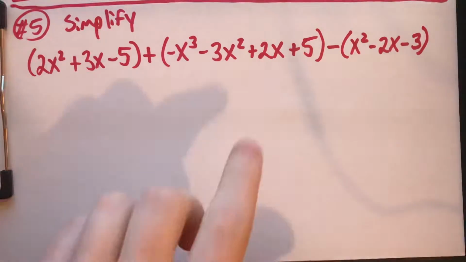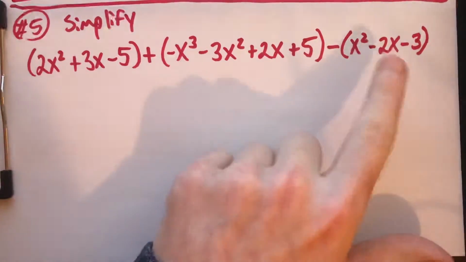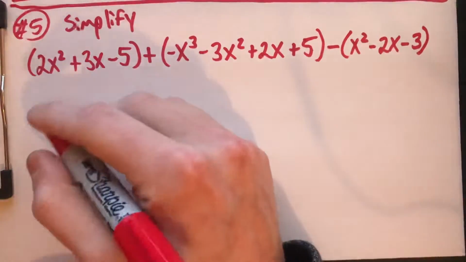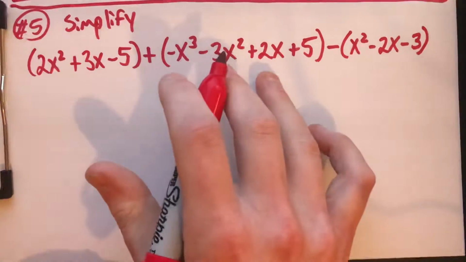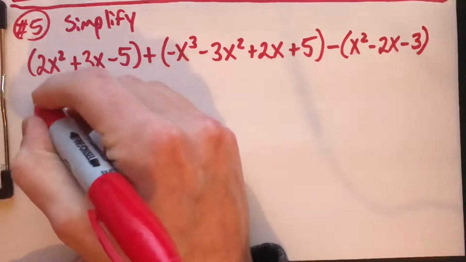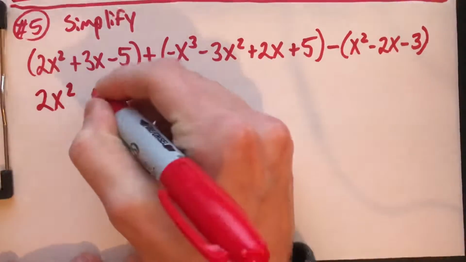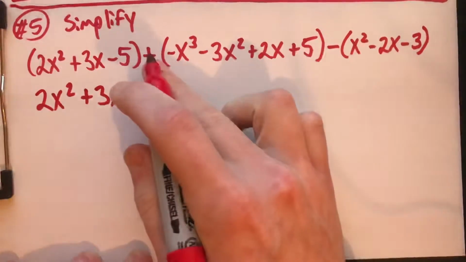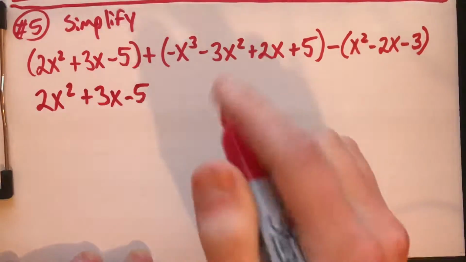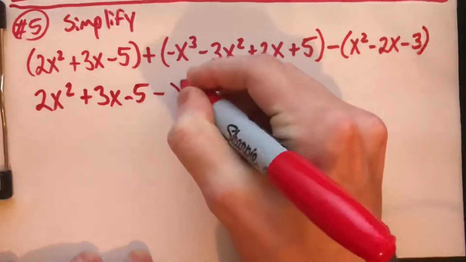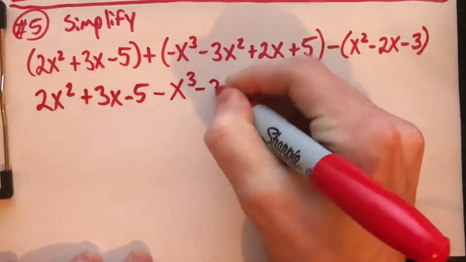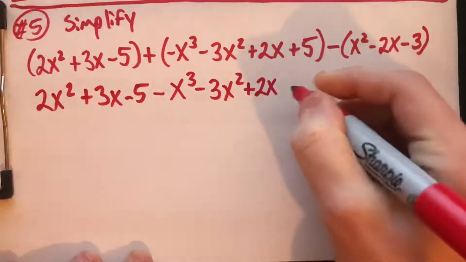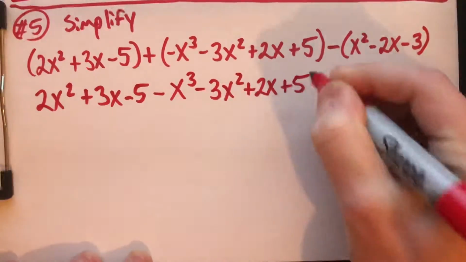And then the second thing I'll do is distribute this -1 to all these terms. So the first thing, I'm just going to rewrite polynomial number 1 and 2 without the parentheses, just to get things a little bit cleaner. Plus 3x minus 5, and since this is a positive 1 as my coefficient out front, nothing changes here. Negative x cubed minus 3x squared plus 2x plus 5.